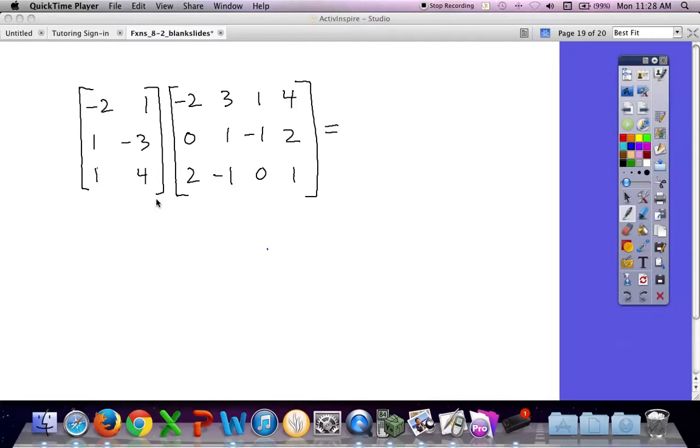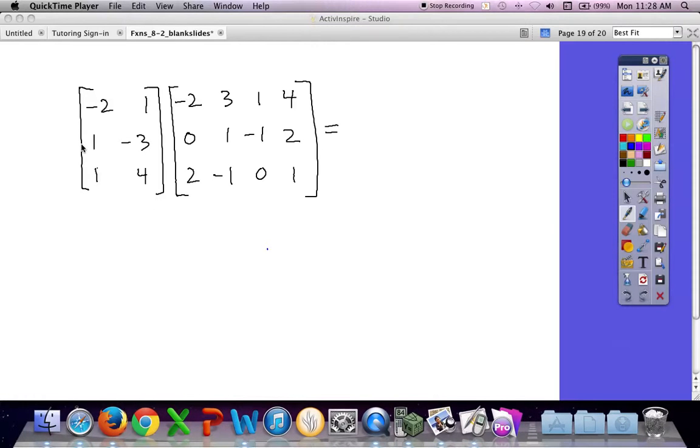Two matrices. The first one, what's the order of the first one? 3 rows, 2 columns makes 3 by 2. The second one, 3 rows, 4 columns.